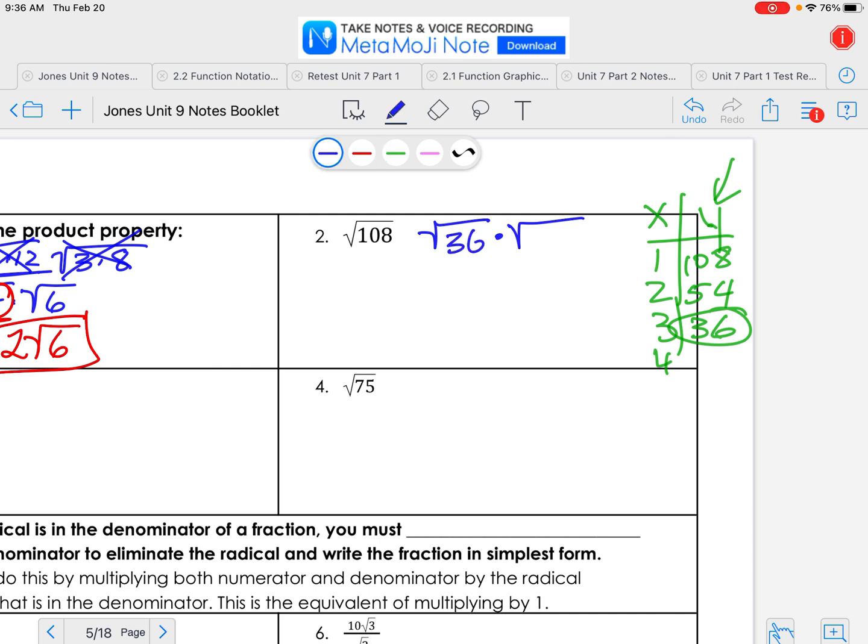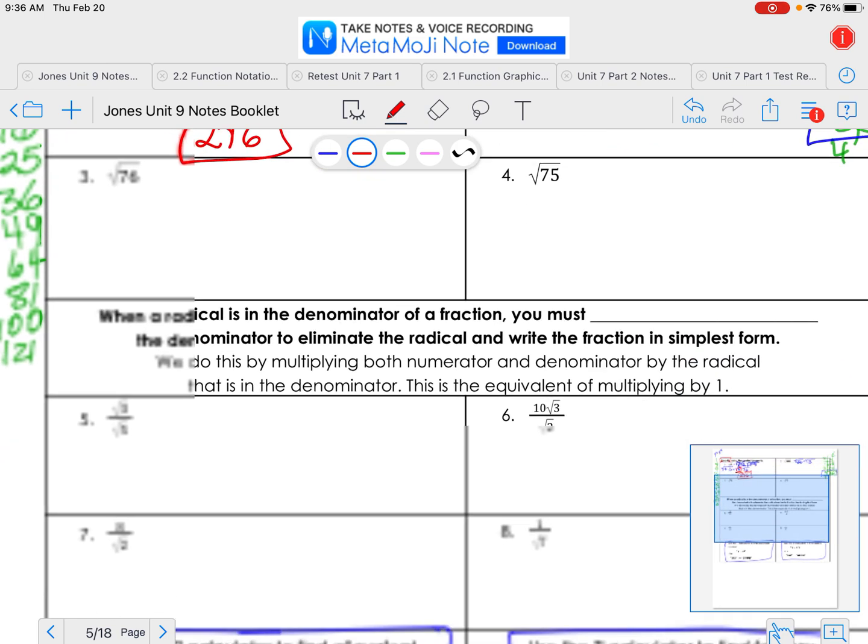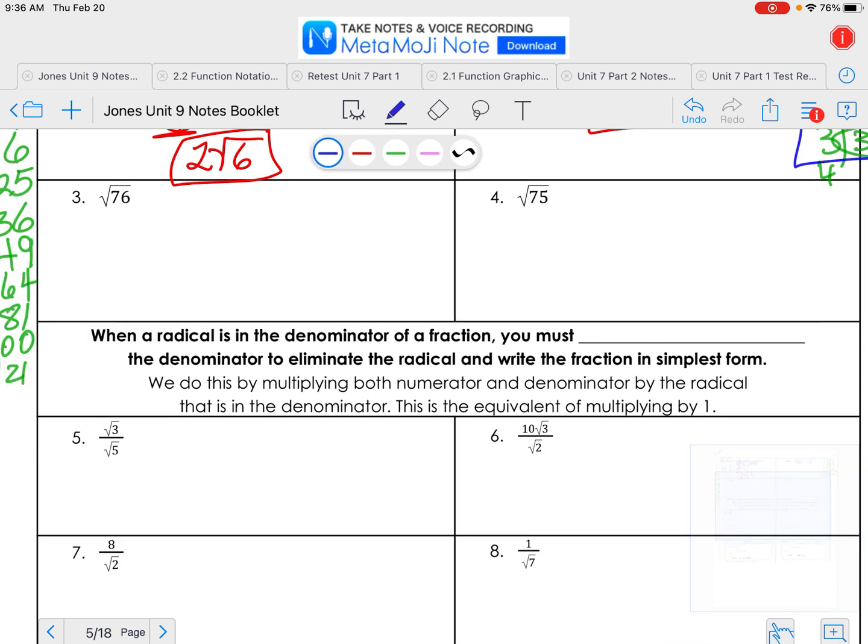So we're going to go 36 times 3. Because right here, you see that 3 times 36 is 108, but 36 is a perfect square. What is the square root of 36? It's 6. Square root of 3 can't simplify. There's your answer.